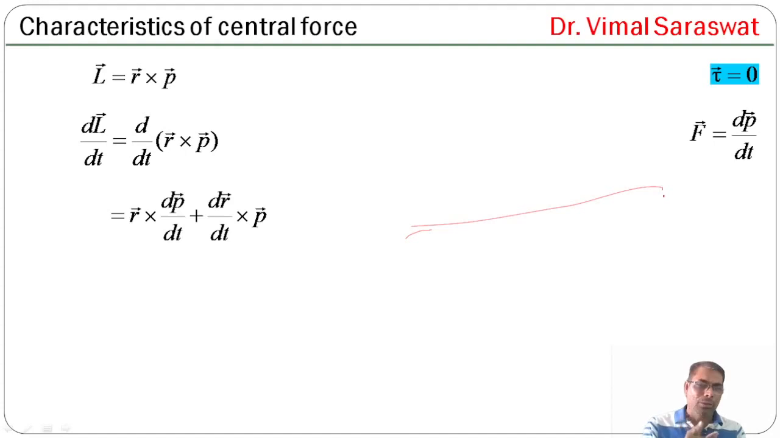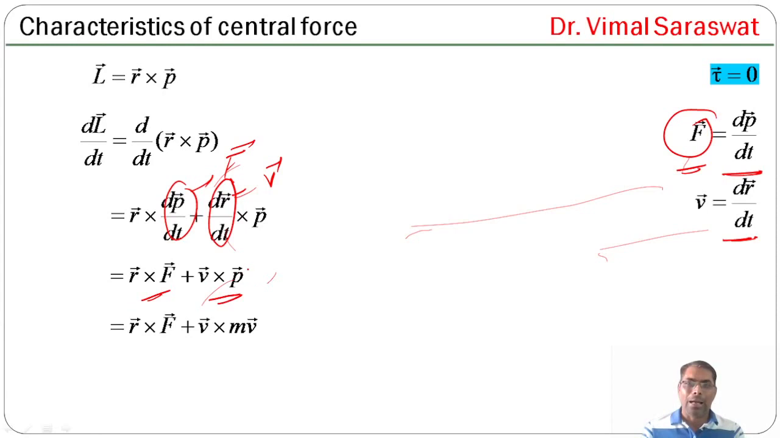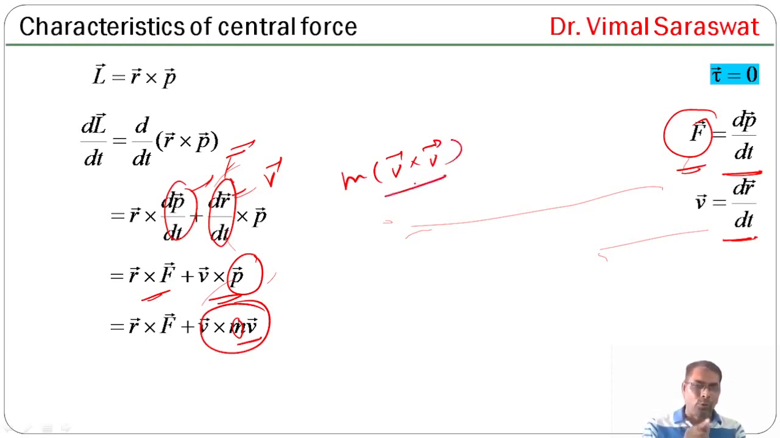Since from Newton's second law, rate of change of linear momentum is always equal to the applied force, so dp by dt is actually F, and dr by dt is linear velocity. So we replace this dr by dt with v and this dp by dt with F. So dL by dt equal to r cross F plus v cross p, and p is our linear momentum, and linear momentum is mv. Now here m is scalar quantity, so this is actually m v cross v, and I already mentioned that the cross product of two same vectors will be 0.